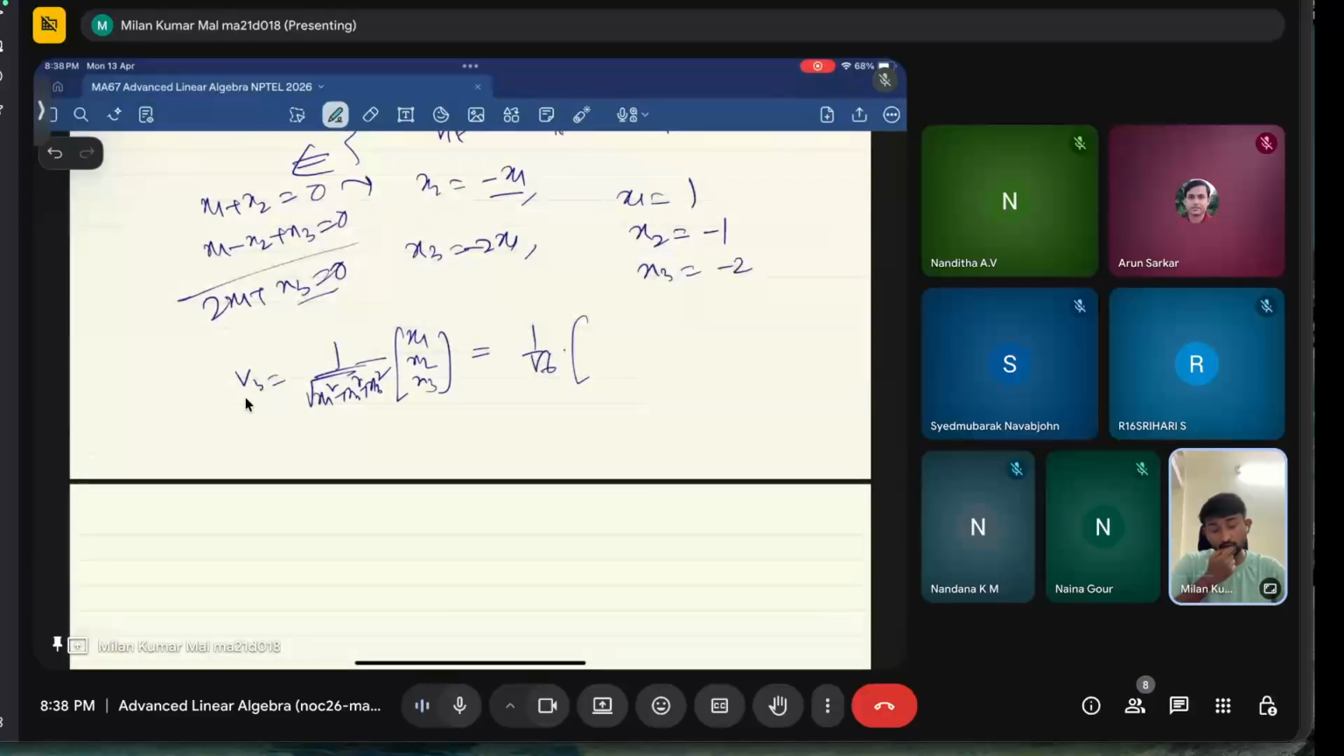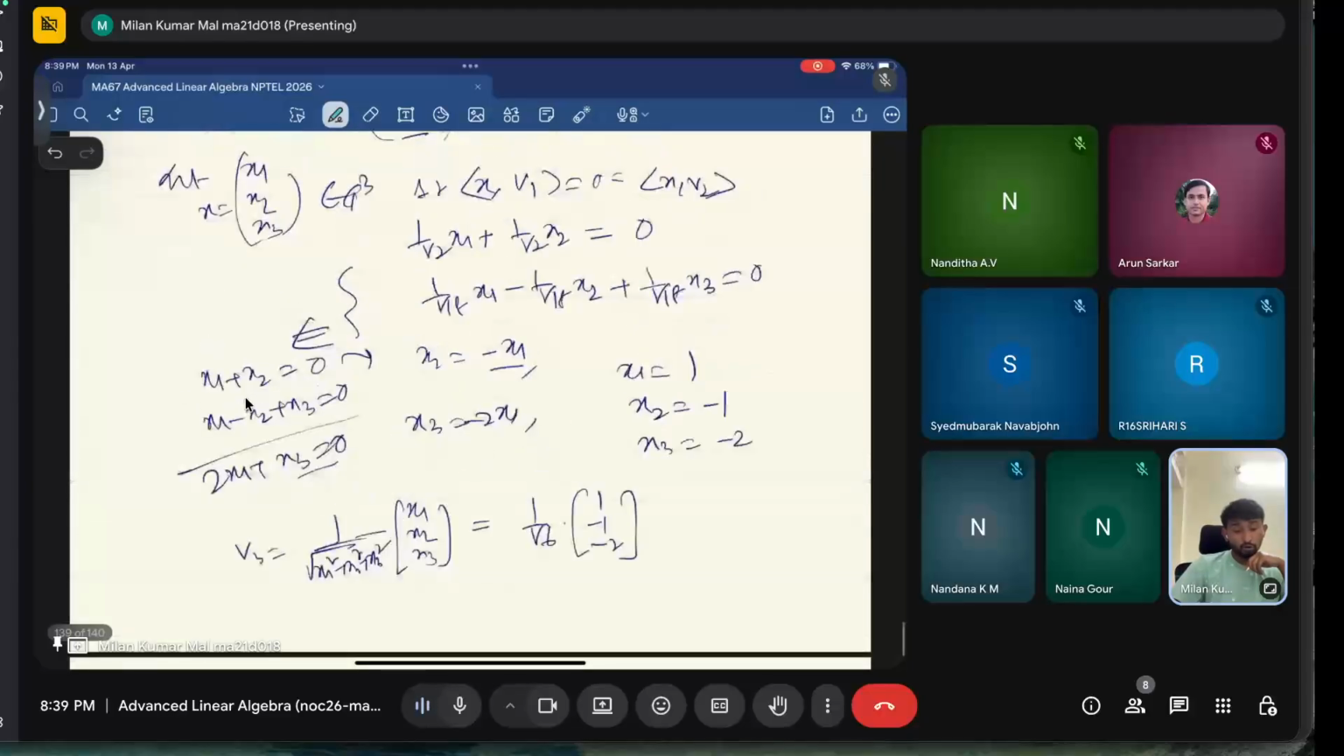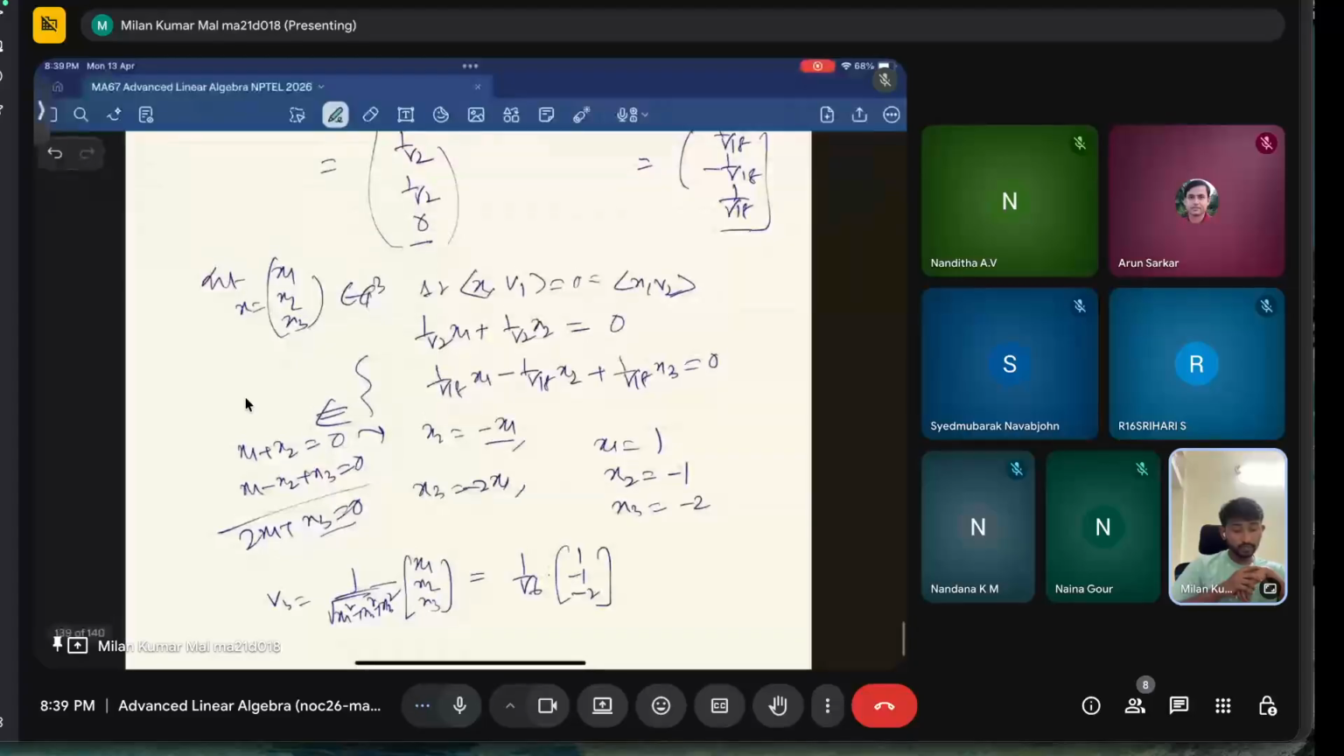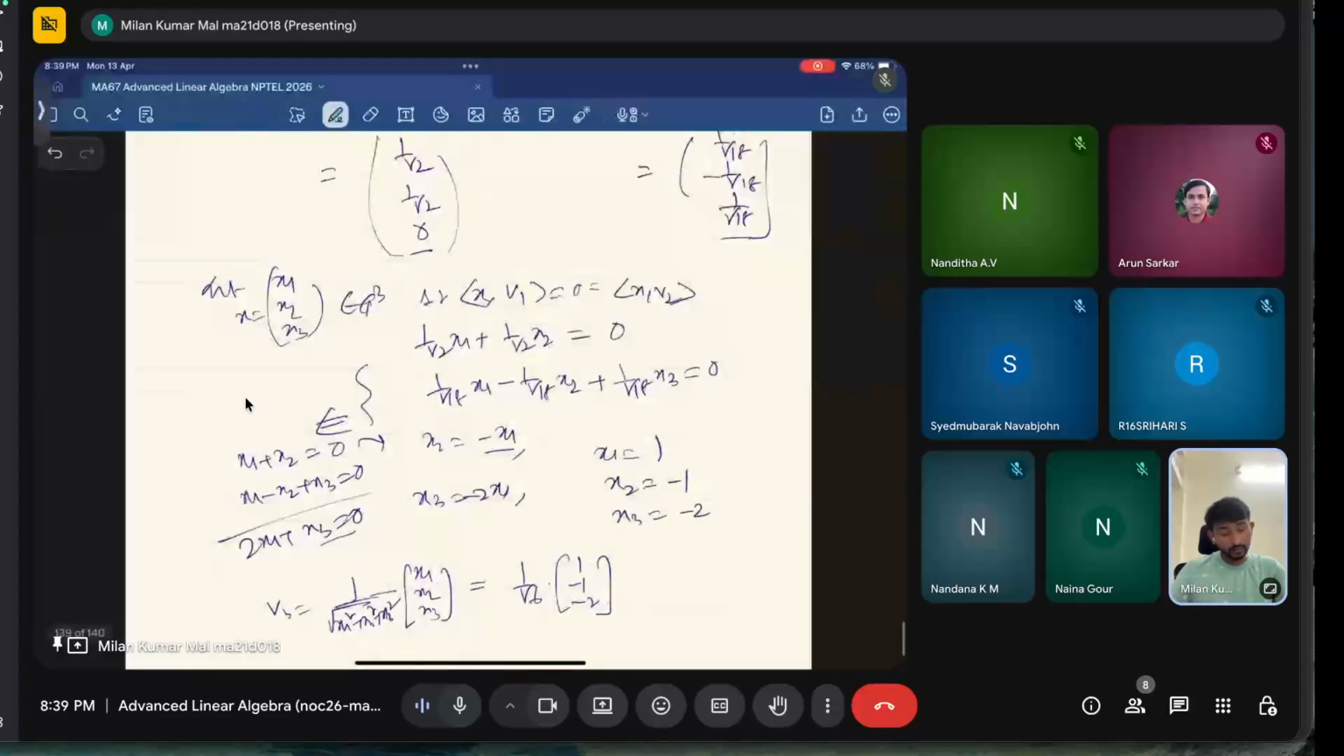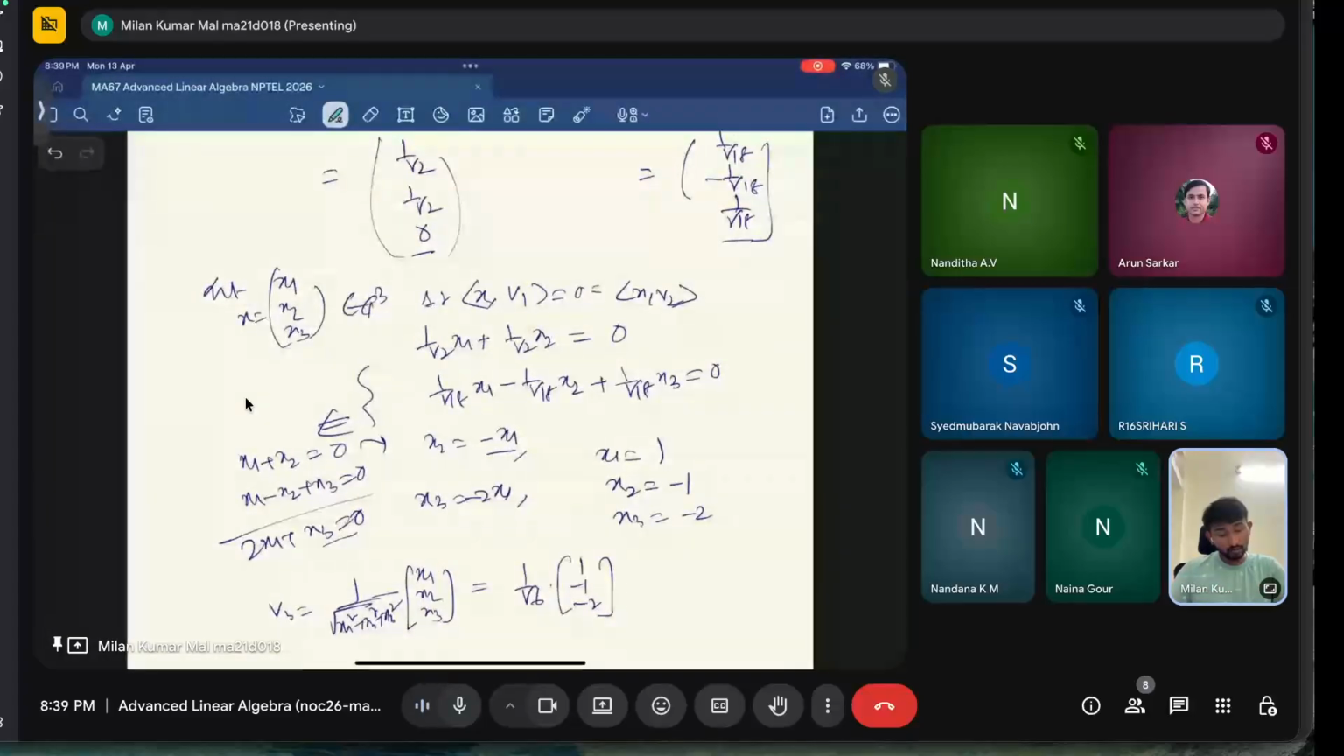2x1 plus x3 equals 0, x3 equals minus 2x1, x1 plus x2 is going to be 0. This is okay. So this will be 1, minus 1, minus 2. This is the vector. Now look carefully, this vector is orthogonal to the first vector, that's very clear, and orthogonal to the second vector because 1 by square root of 8 plus 1 by square root of 8 minus 2 by square root of 8. So this is orthogonal, this is orthogonal.